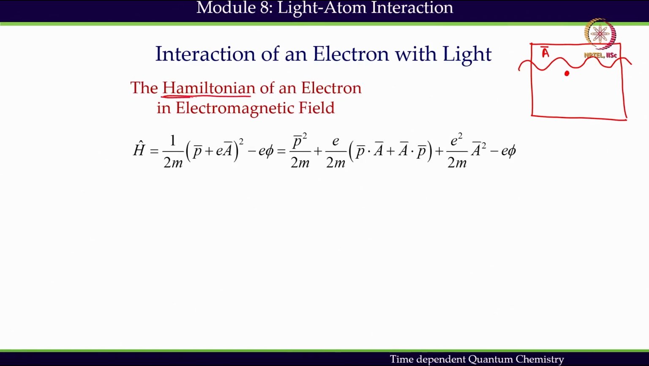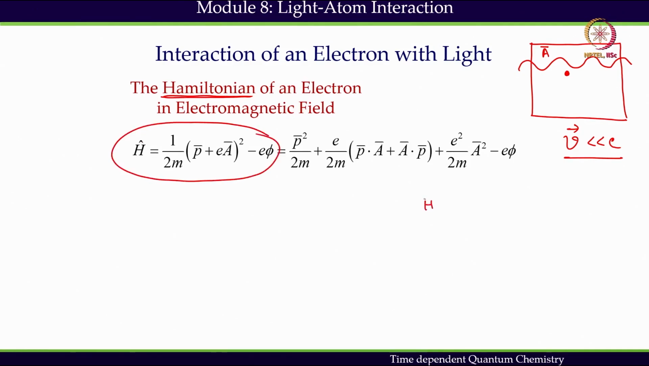In the end, to solve any quantum mechanical problem, I always have to get the Hamiltonian associated with the problem. So the Hamiltonian of an electron, which is assumed to be non-relativistic, which means that its velocity is much less than c. When this kind of non-relativistic electron interacts with the light in vacuum, then one can represent the Hamiltonian in this form.